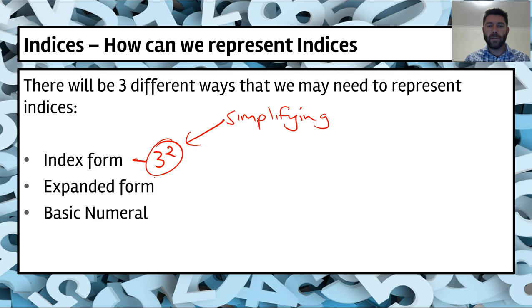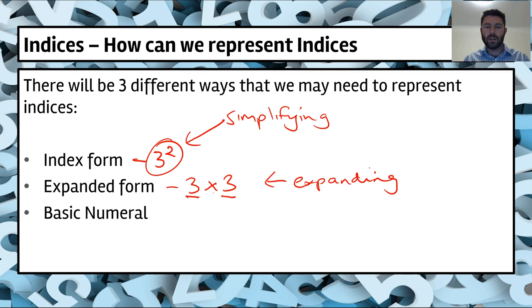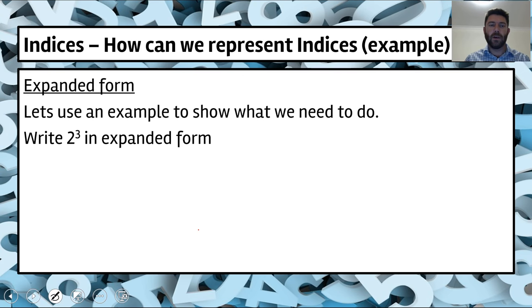3 squared would be that. The other way we can do it is we're going to expand this, and in expanded form, we're writing this as the multiplication chain. So 3 squared will actually be 3 times 3. We've got the base multiplied by itself two times in the chain. So that's expanded form, and this is what we know as expanding. We'll write it just like that. And the last one is the basic numeral. We're basically just calculating this. So 3 times 3 actually equals 9.